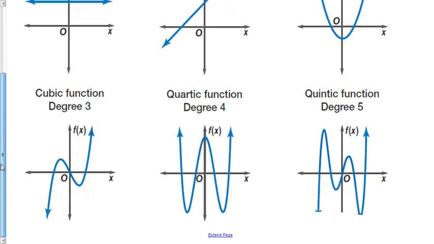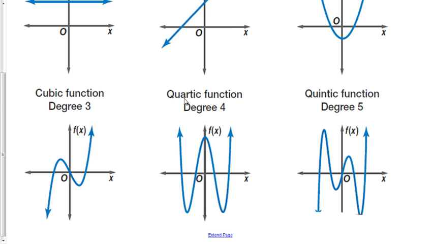A cubic function turns out looking like this. It's degree 3, and here's how I'd count it. It's increasing, that's 1. Then it switches here to decreasing, that's 2. And then it switches again to increasing, that's 3. So just by looking at a graph, you can actually tell its degree just by counting the different changes in direction. So we've got 1, 2, 3.